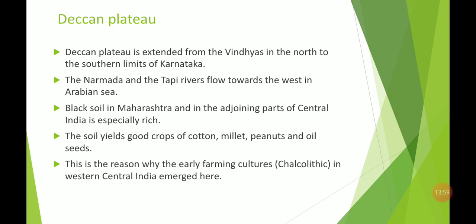That is why this soil produces a good amount of crops like sugarcane, cotton, millets, peanuts, oilseeds and a variety of other crops. These crops were produced in the Deccan Plateau or black soil areas. This is the reason why the early farming cultures of the Chalcolithic in western central India emerged here. The good amount of black soil found in those areas was rich for the growth of several crops. That is why people settled down there in the past also. So this provides us the evidence that this area was inhabited by past people, and the Deccan Plateau also gives us evidence for the past.